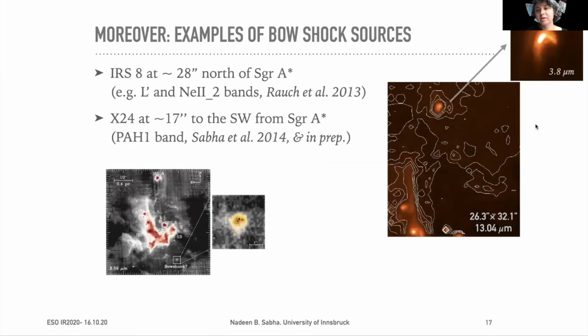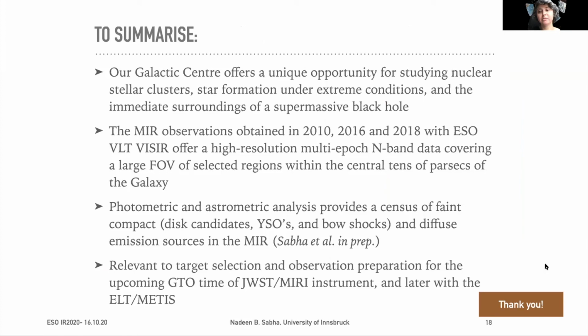Moreover, you can look at the Bow-Shock sources, and we looked, for instance, at the case of IRS 8, so the very bright Bow-Shock source at the north of the nuclear cluster, where the neon image allowed studying or placing limits on its 3D position in relation to the northern arm of the mini spiral. As well, we are looking at another candidate Bow-Shock source that is located further away to the southwest of the cluster. So I leave you here with the summary.